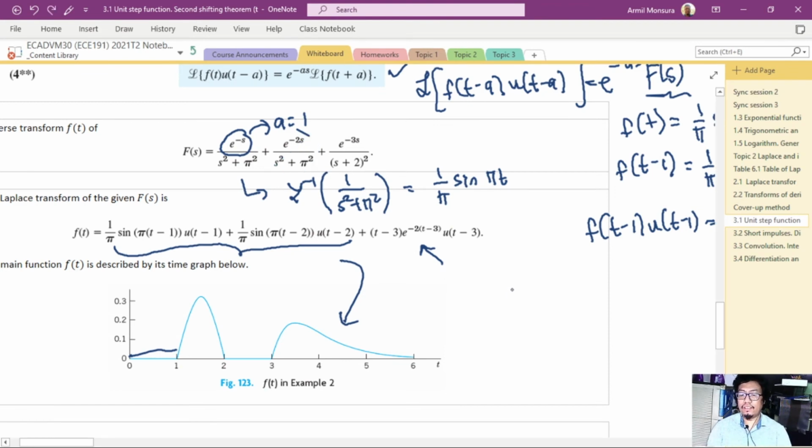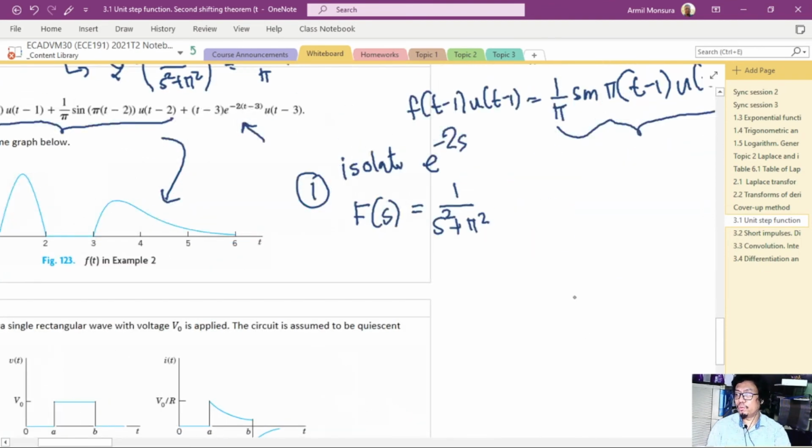You first isolate the S domain exponential. I'm talking about the second term. Isolate e raised to negative 2s first, and observe that F of s equals 1 over s squared plus pi squared. That's the first step. So that's 1.